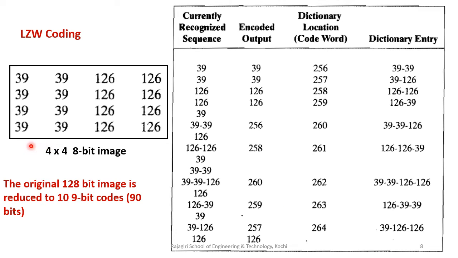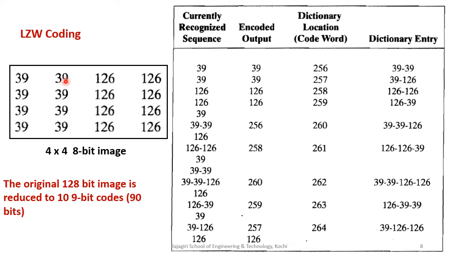Now we will see how this 4x4 8-bit image can be encoded using the LZW technique. The image is encoded by processing the pixels from left to right and then top to bottom. We know that the dictionary is a 512-word dictionary in which the first 256 words are assigned intensity levels 0 to 255. So the encoder first looks at the concatenated sequence 39 39.